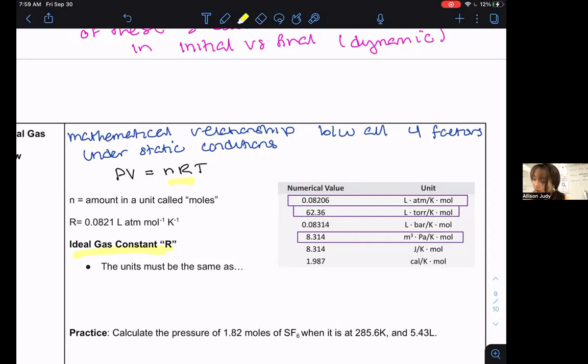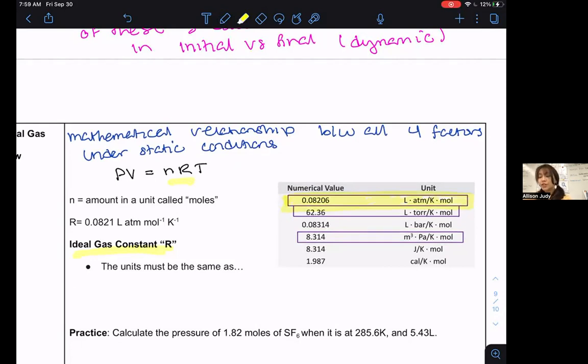I'm going to tell you right now, the most common gas law constant that we're going to use is this one, because we like to measure volume in liters, pressure in atmospheres, temperature in Kelvin, and amount in this new unit called moles. I'm going to delve into that later in unit 5.